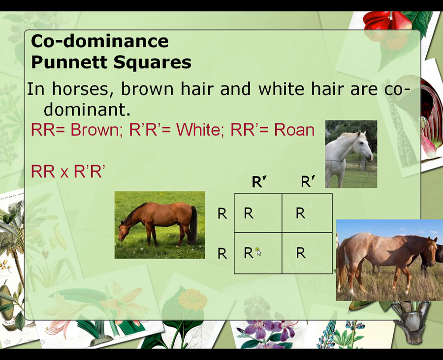So there are the genes for the brown hair. Now let's bring down the ones with the apostrophe that indicate our white coloring. Sorry, these are on top of each other, but they all look like this. So all of the offspring will be roan because they have a gene for brown hair and a gene for white hair. So they end up with both.